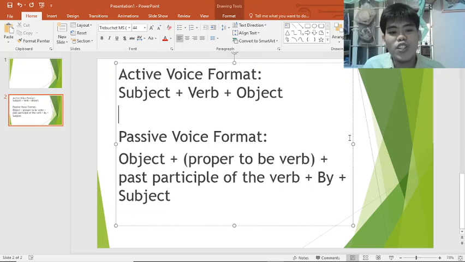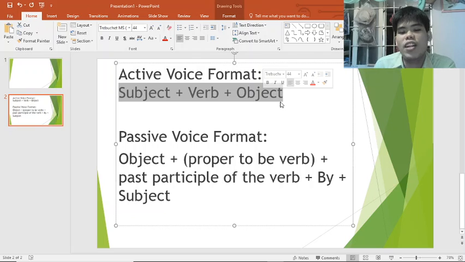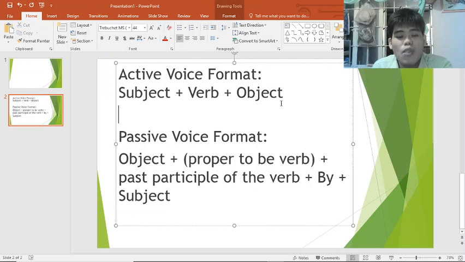So we have here an equation, like in mathematics, there are equations. In the active voice, here is the format of an active voice sentence: the subject, the verb, then the object. Amir played computer. Done. Subject, Amir, me. What's the verb? Played. What did I play? Computer. Done. For the passive voice, we're going to put the object in the front and the subject in the back.